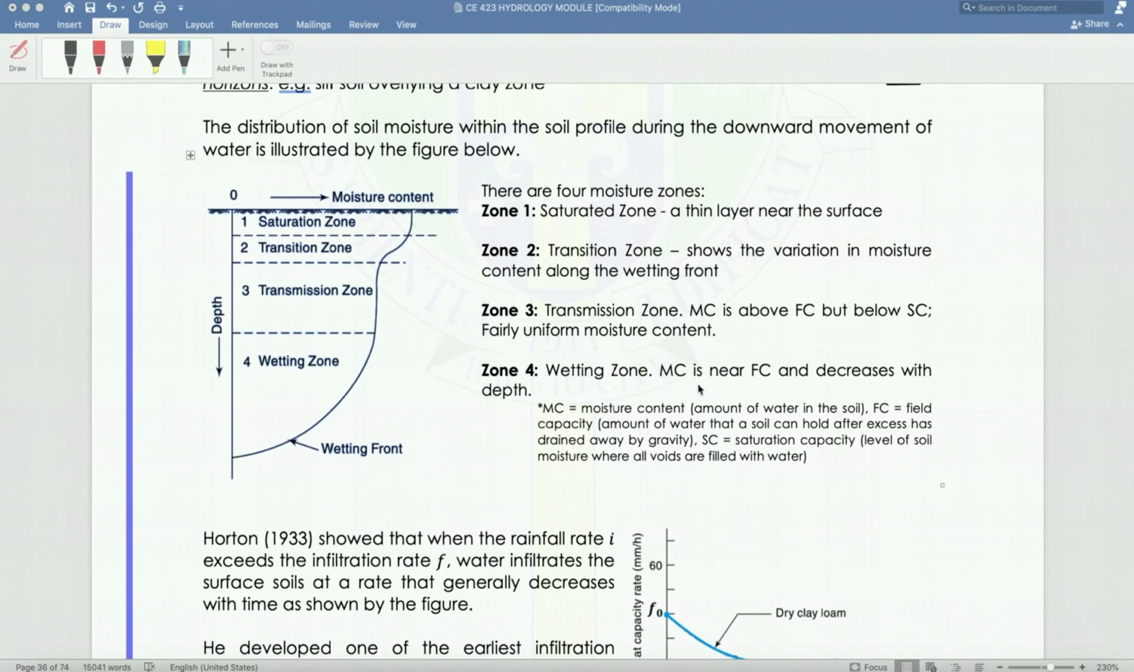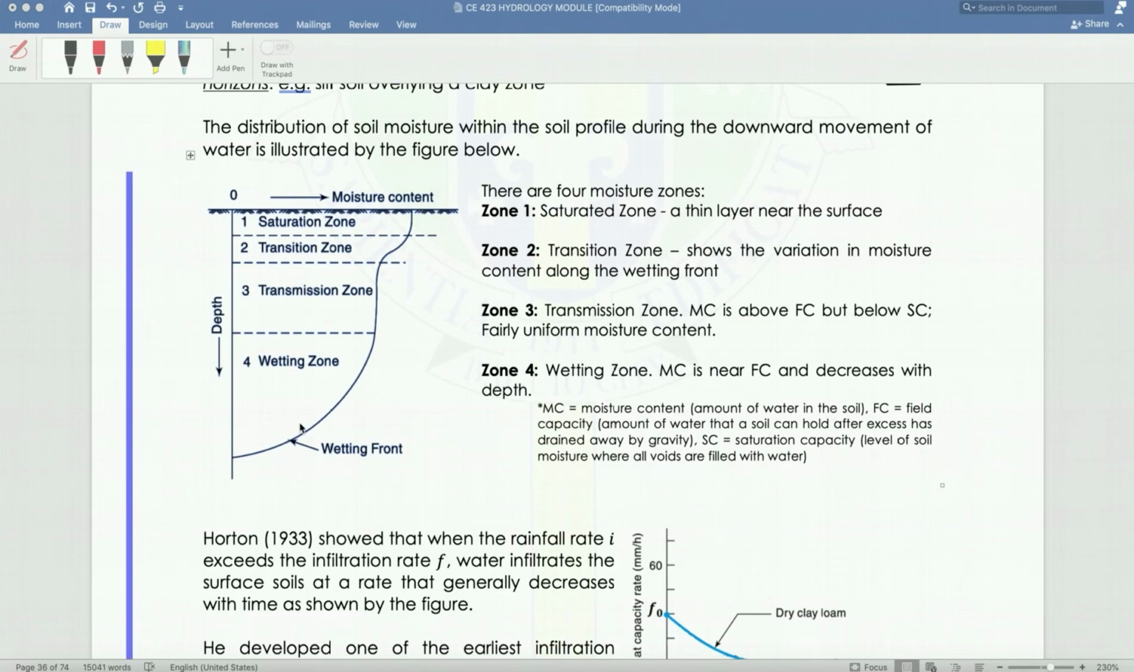And zone number 4, we have here the wetting zone. The moisture content is near the field capacity and decreases with depth. Okay, so moisture content decreases with depth. Of course, I repeat, this is during precipitation. So habang palalim ng palalim, it is expected that mas konti yung presence ng water.